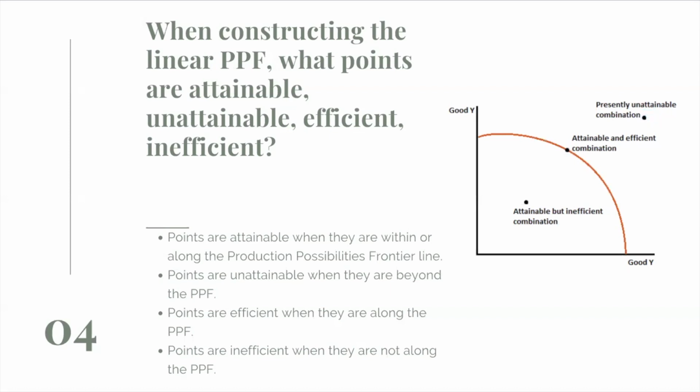And efficient points are along the PPF. So this is attainable and efficient, this point here. But points can also be attainable and inefficient. So this would be an example right here, this point, as it is not along the line, so it's not efficient, but it is attainable.